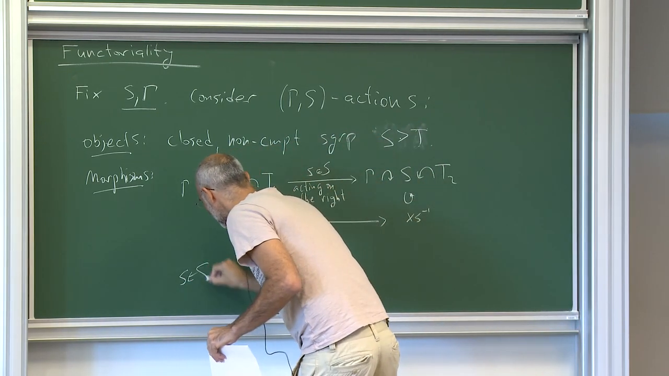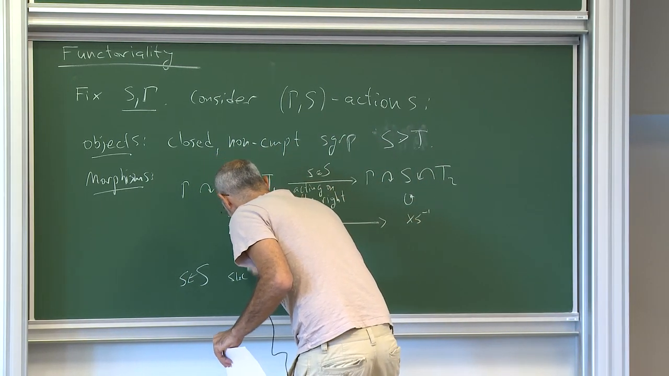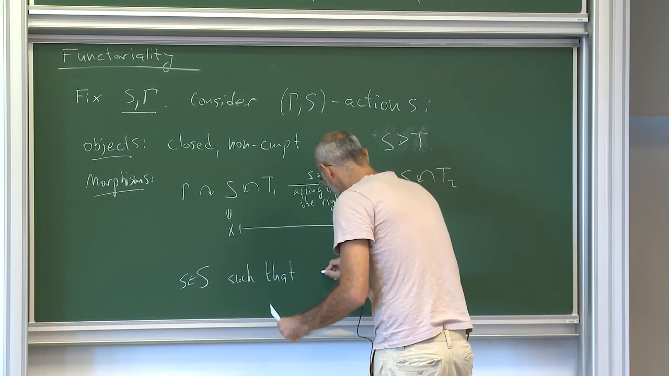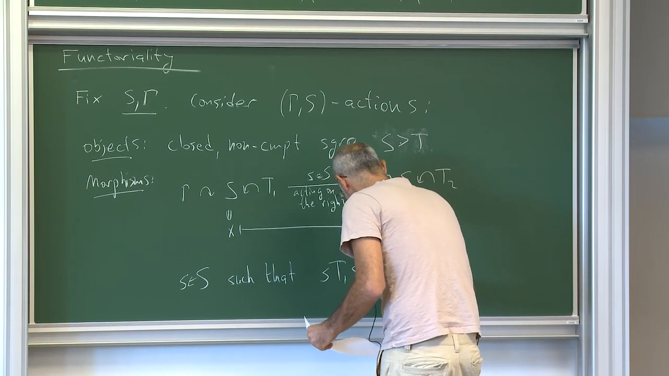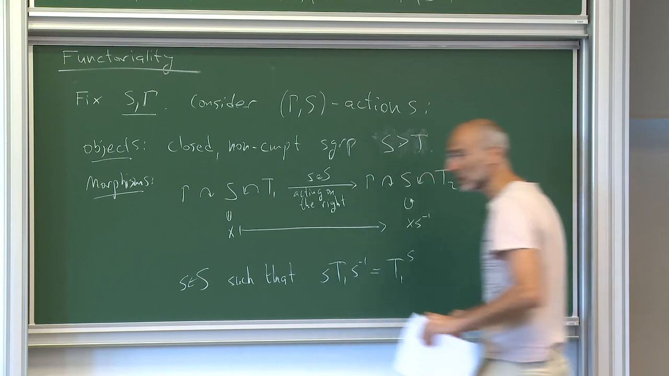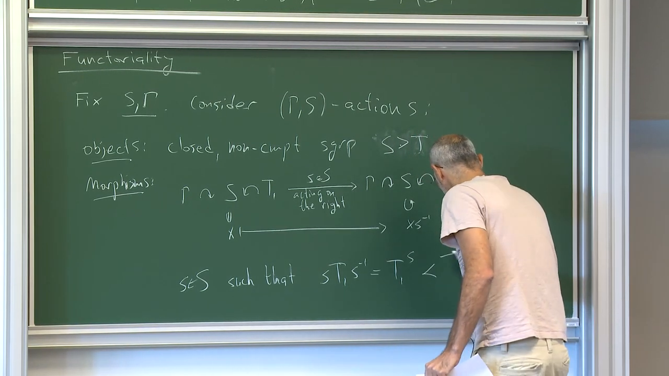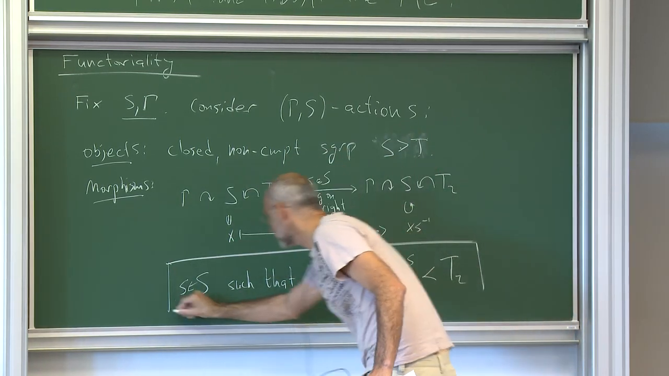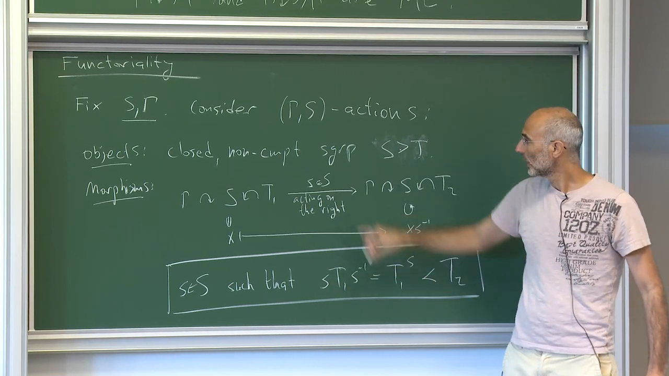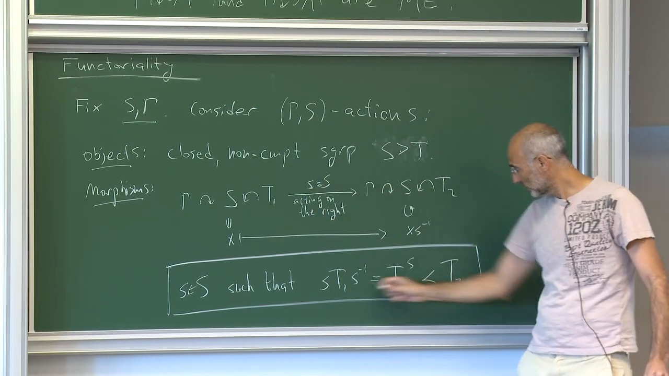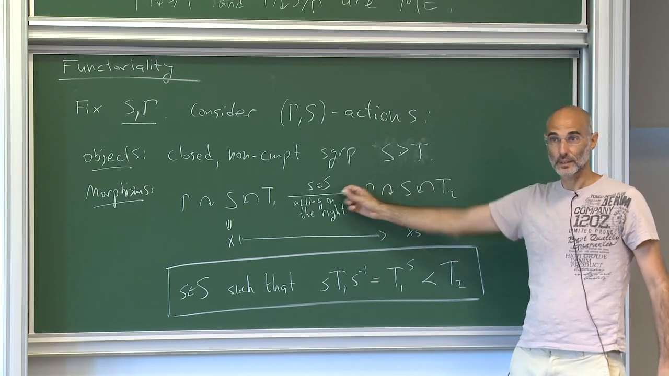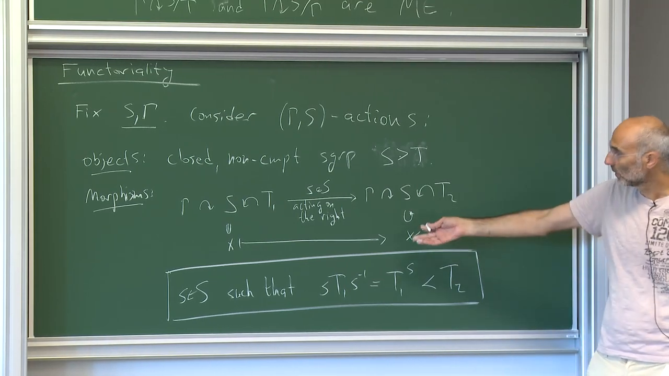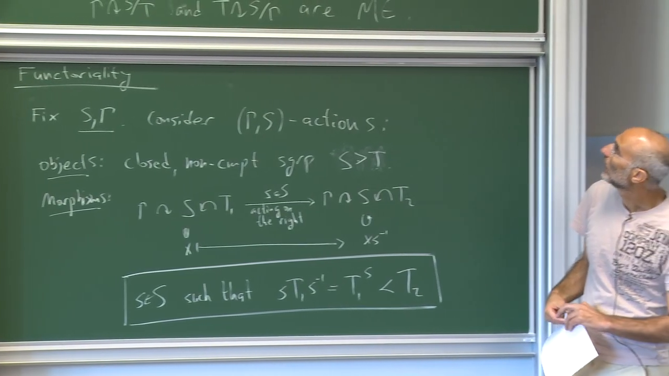So it's S in S such that S T1 S inverse, which I will call T1 to the S, is in T2. This is the space of morphisms, and this is how they act. And this condition really says that this is an equivalent thing. Okay, so this is the natural thing to consider here after looking at it for enough time.